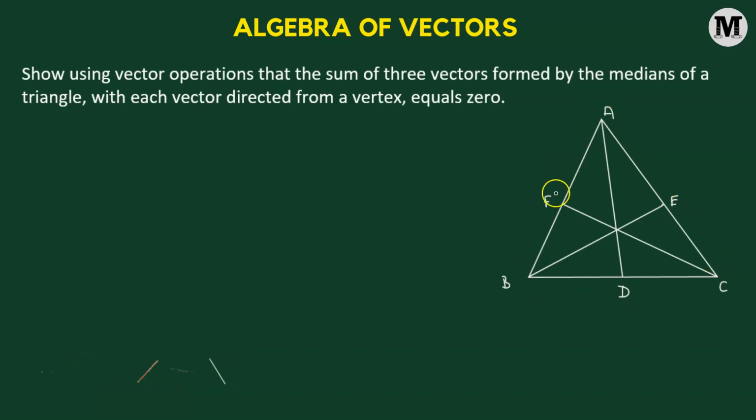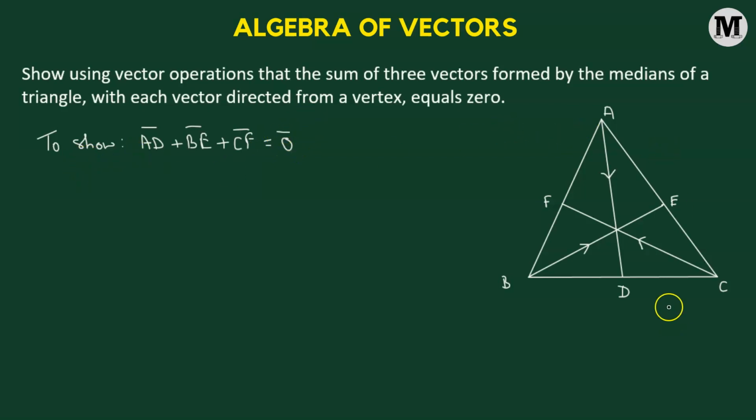AD, BE and CF are the three medians of the triangle. Now we need to show that if we take the vector AD, the vector BE and the vector CF, and find their sum, then the sum must be equal to the vector 0. Meaning, to show that, let's write it down: AD vector added to BE vector plus CF vector must sum up to give us the 0 vector. Okay, let us begin.